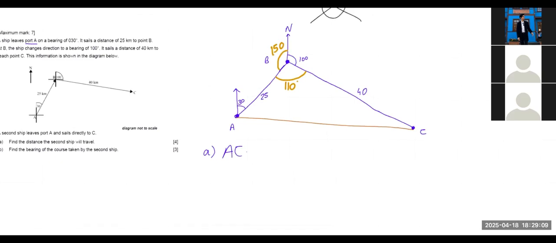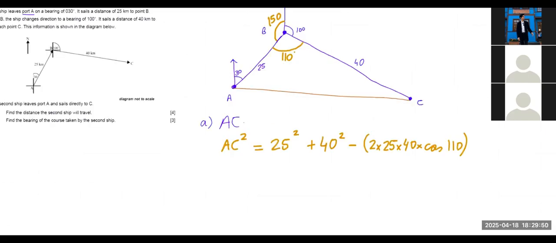So maybe Amy, you can set it up for me. Try to do it. Which side should be the subject? We're trying to find the distance between A and C, so AC? Beautiful. Let's call it AC. AC squared equals 25 squared plus 40 squared minus 2 times 25 times 40 cosine 110. Perfectly done. Good job.